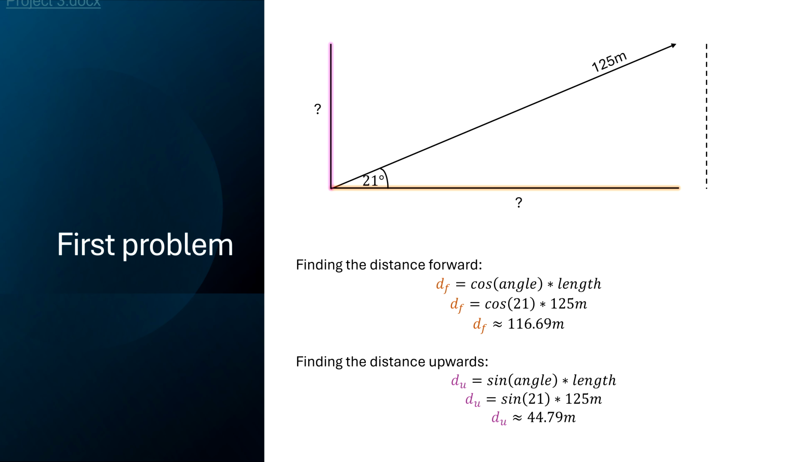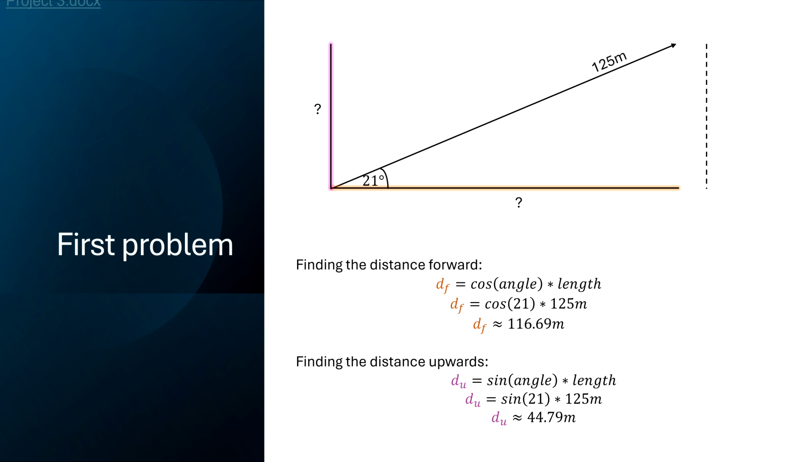Firstly, for the distance forward, you may be able to see that the line at the bottom of the triangle, representing movement forward, is kind of like the adjacent side of a right triangle, since it is next to the angle and would make a right angle if its end was connected to the arrow's end. Therefore, we can calculate its displacement by simply multiplying the angle's cosine by the length of the hypotenuse.